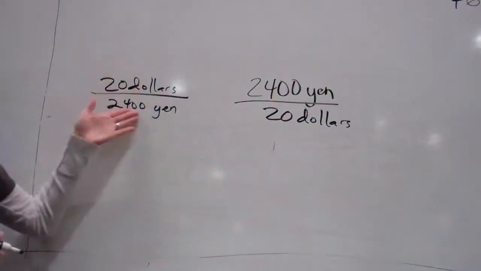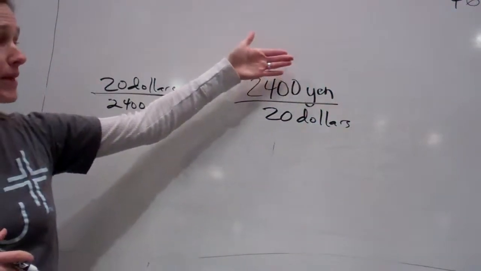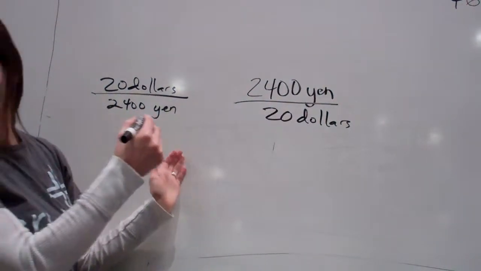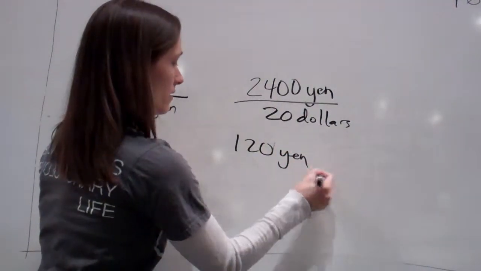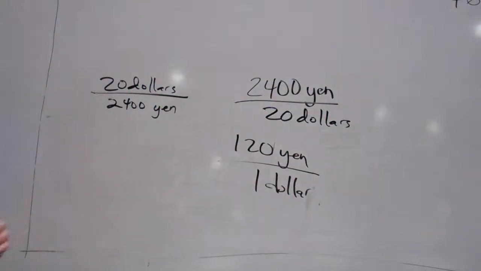Okay, and these are called rates. Does everybody understand? I would be able to reduce it and get my final answer, which is going to give me, I'm trying to do this quickly, 120. 120 yen for $1. Yeah, it is 120 yen for $1. Okay? That's not bad.